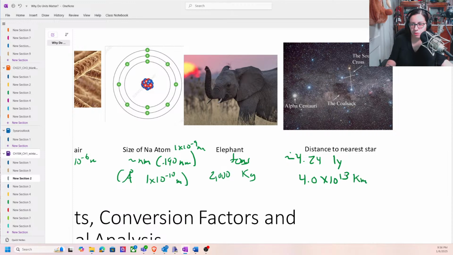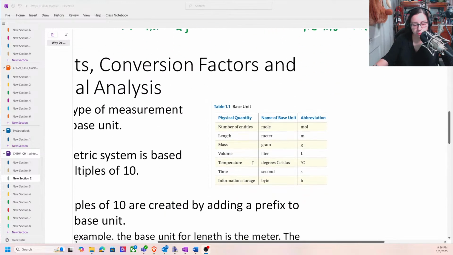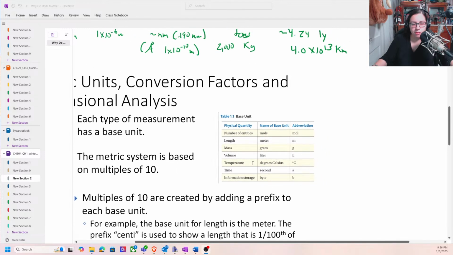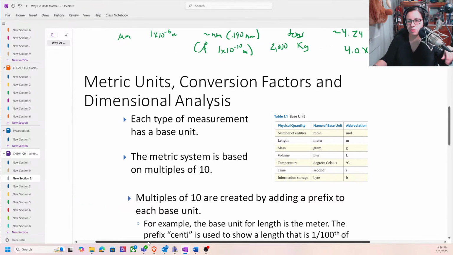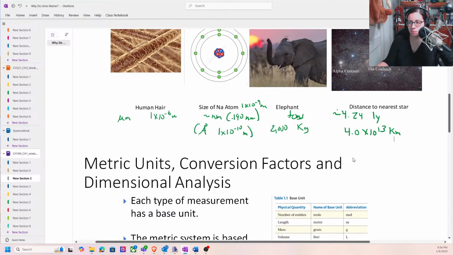And so now we're seeing a bit of scientific notation as well. So we have both our units and then scientific notation to help us express large and small units. And what we want to recognize too is that we're going to be looking at the metric system. The metric system is a little bit easier than our traditional American units. Each type of measurement has a base unit, and then our metric system is based on multiples of 10 here.